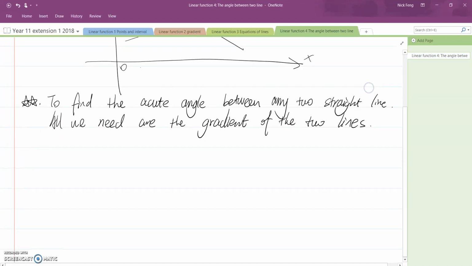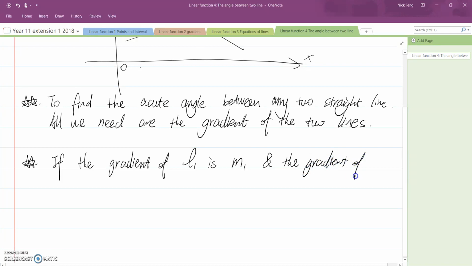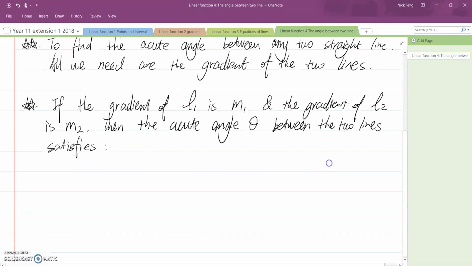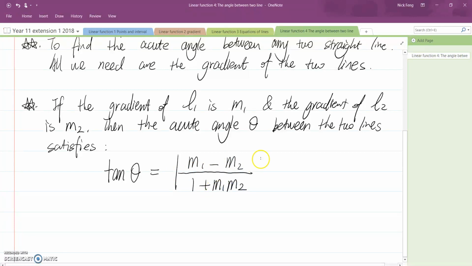Okay, so if the gradient of L1 is m1 and the gradient of L2 is m2, then the acute angle theta between the two lines satisfies the following relationship, which is tan theta equals the absolute value of (m1 minus m2) over (1 plus m1 times m2).